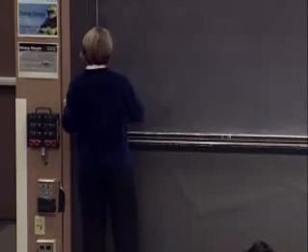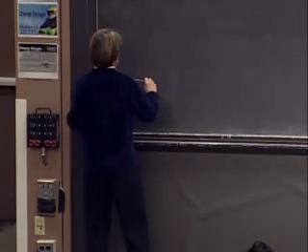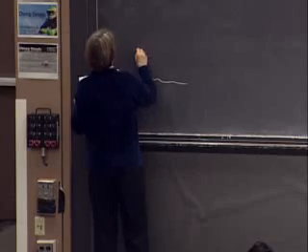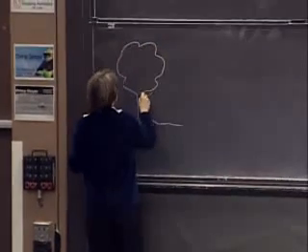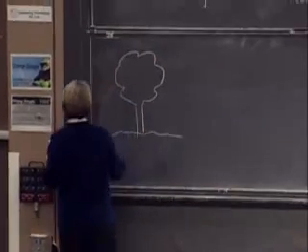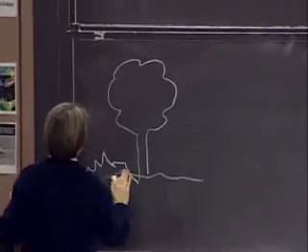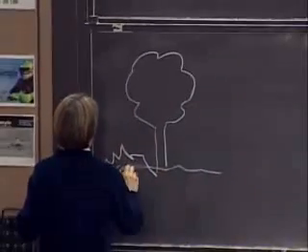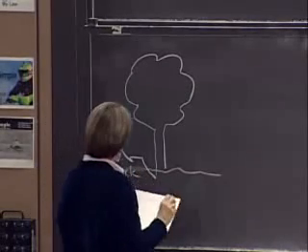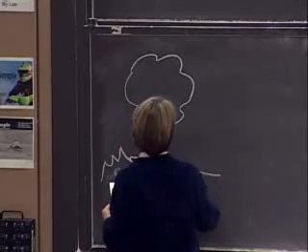Well, now we're going to do an analysis of a terrestrial ecosystem. We're going to use a tree. And in some ecosystems, you have, that's a rock, in case you didn't recognize it. And we have soil.